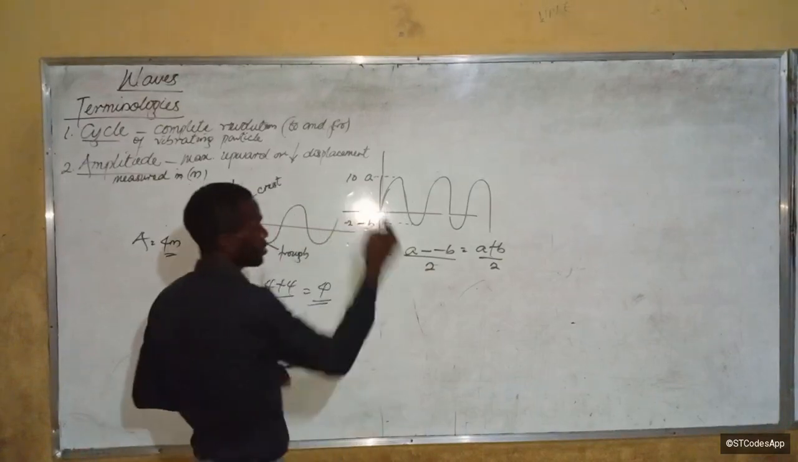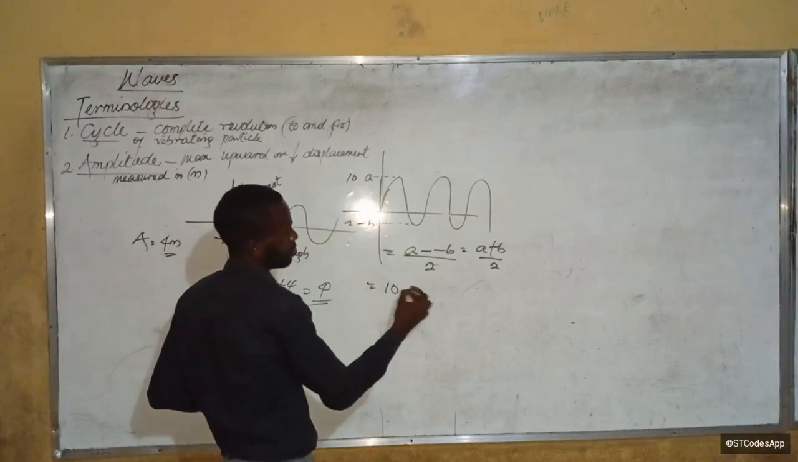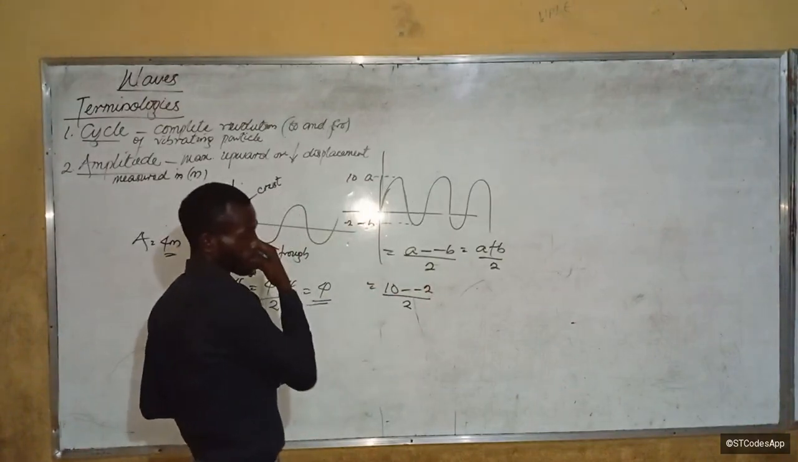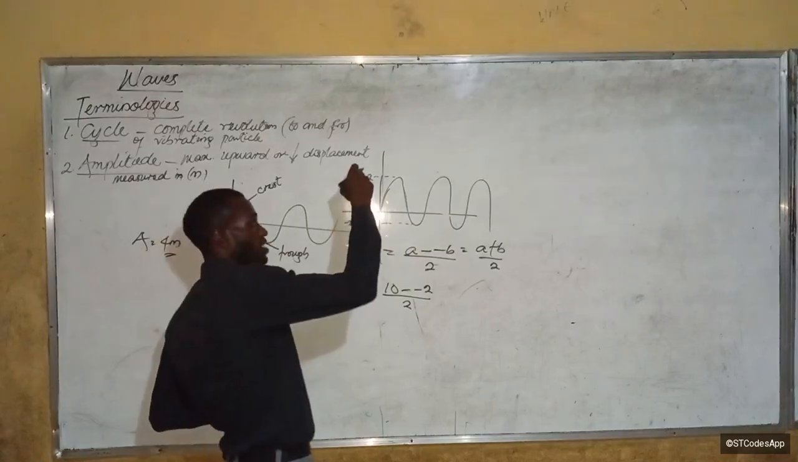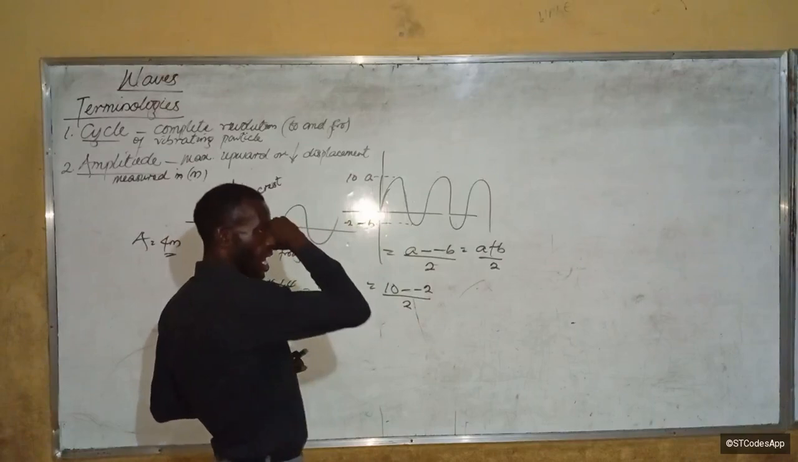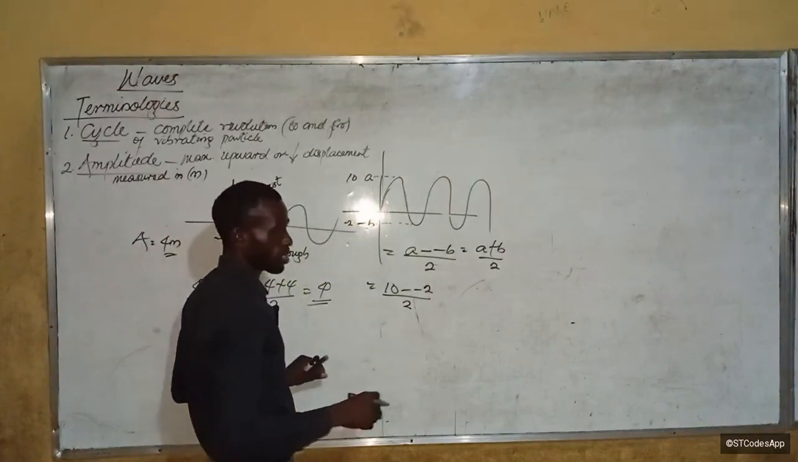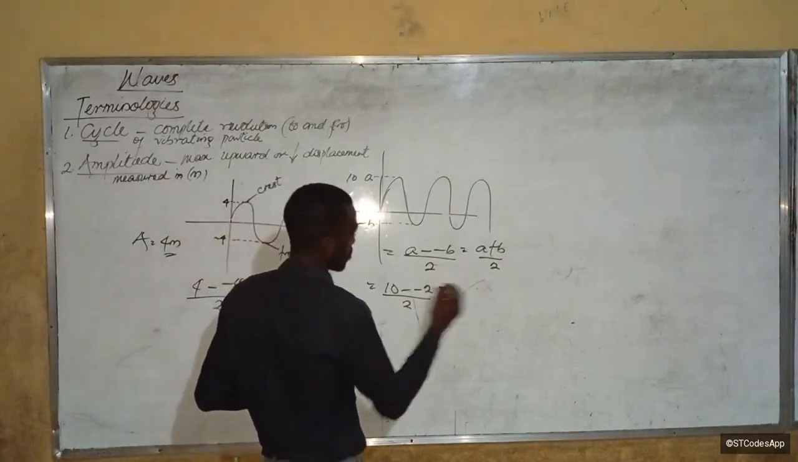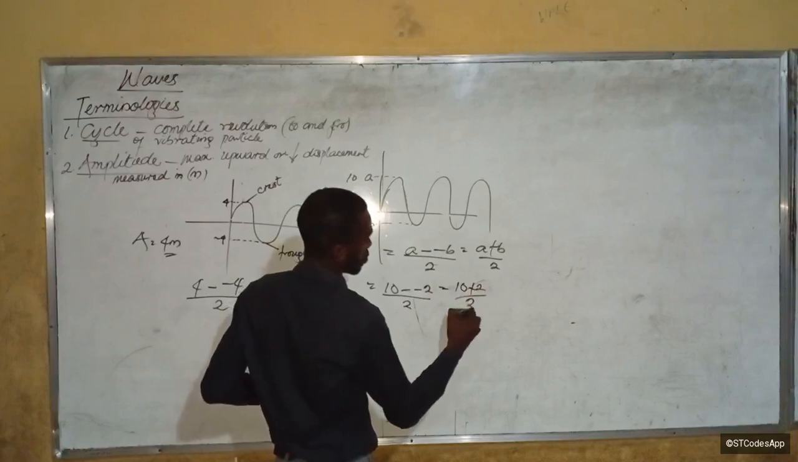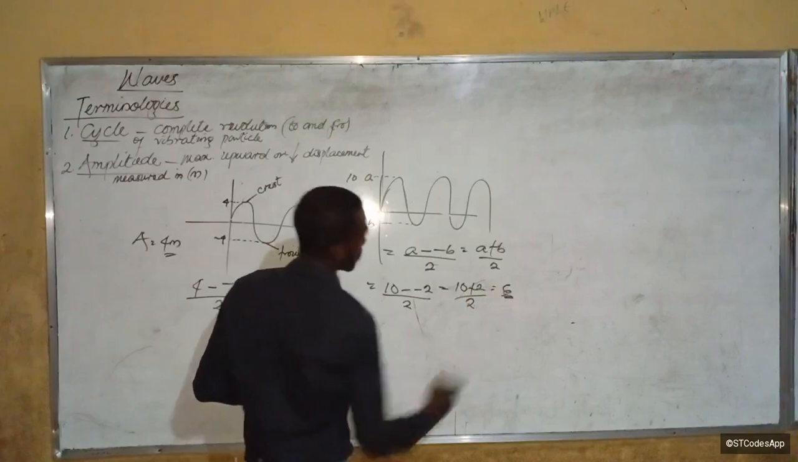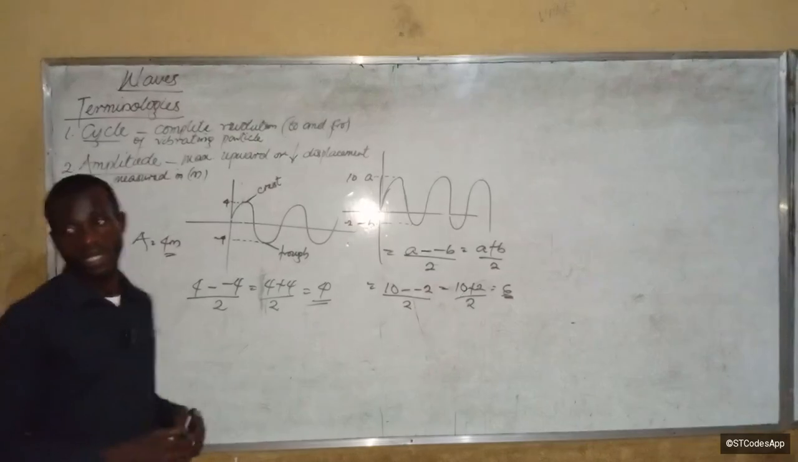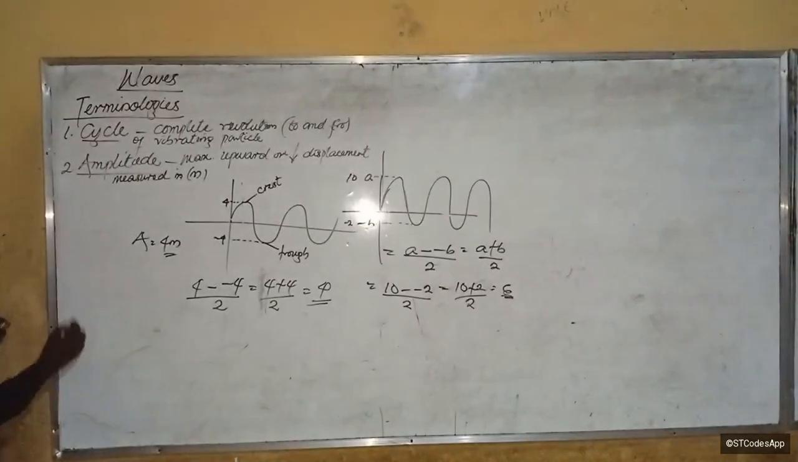That would be 10 minus 2 all over 2. Is that okay? You subtract this upward and downward displacement, and you take the average. That will become 10 plus 2 over 2, which is equal to 6. Is this clear? I put it down. Let's go to the next one.